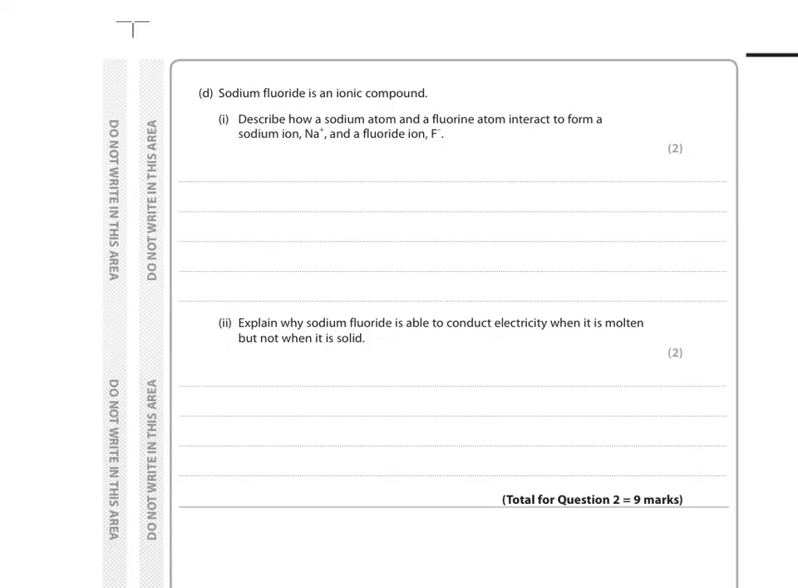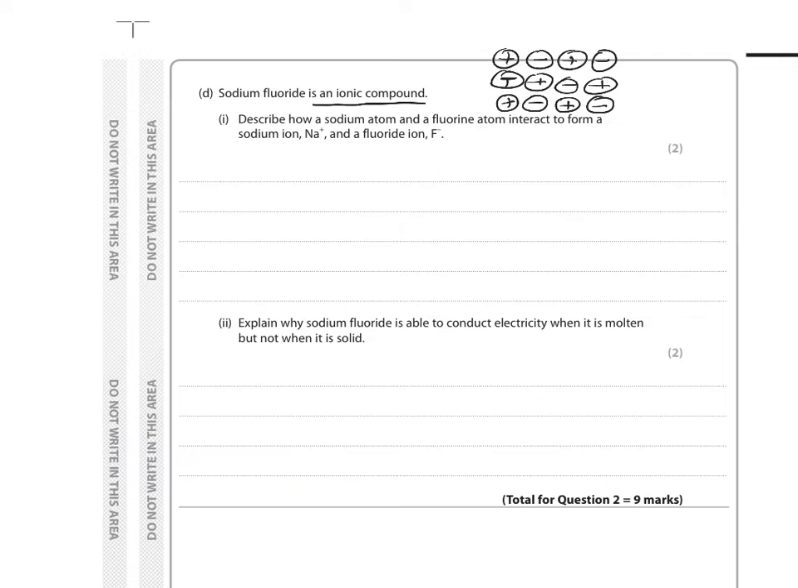Right, part D says sodium fluoride is an ionic compound. That's really important. If I could see inside sodium fluoride, I would see positive and negative ions in a regular array, looking something like this, where the sodium is the positive, the fluorine is the negative, and if it was solid, they would be ions in a fixed lattice. Now it says, describe how a sodium atom and a fluorine atom interact to form a sodium ion and a fluoride ion.